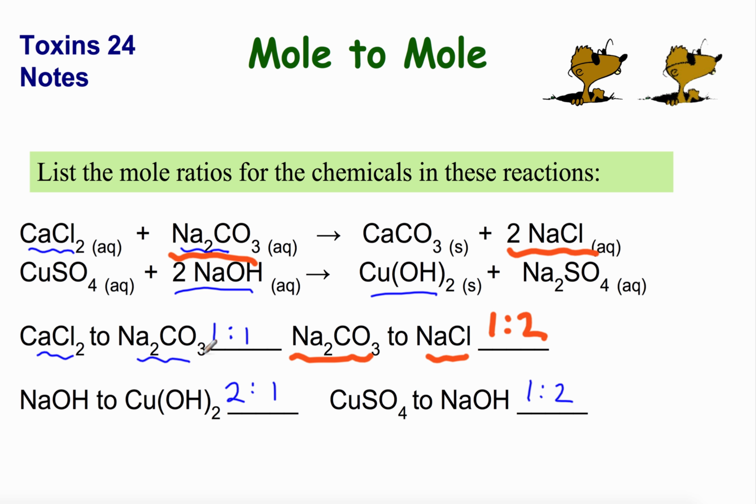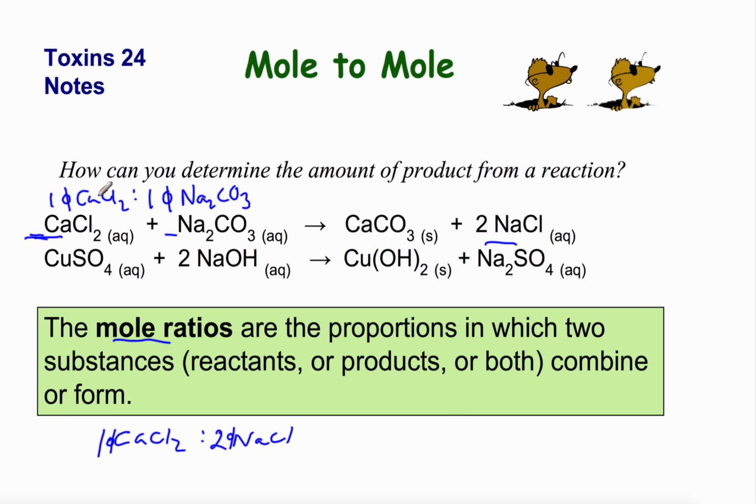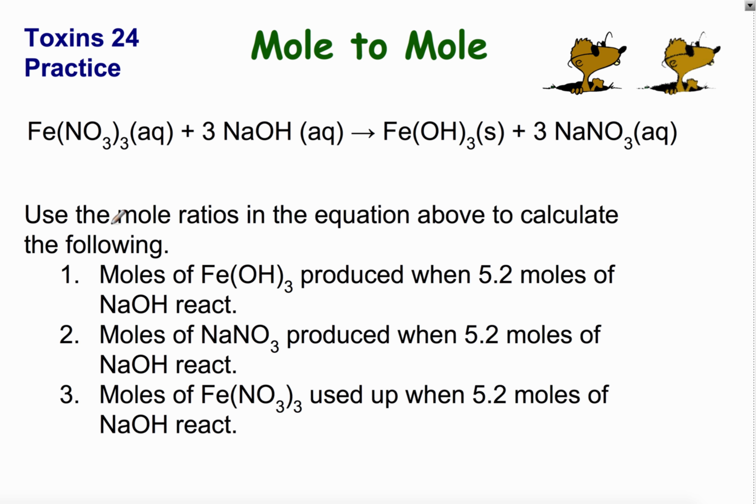Now, why on earth would we want to figure out mole ratios? We've got to go back and remember the question. The question for today was, how can you determine the amount of product from a chemical reaction? So let's look at that. We want to use mole ratios in the equation above to calculate the following. First, the moles of Fe(OH)3 produced when 5.2 moles of NaOH react.